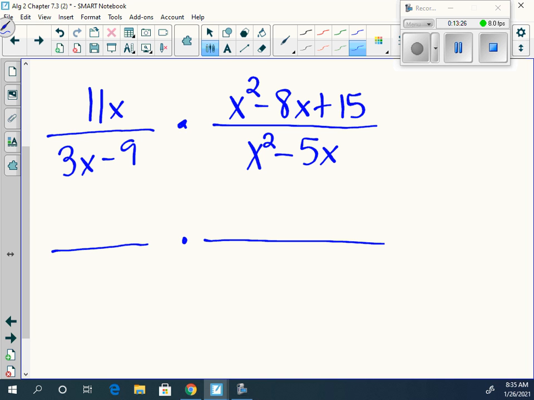Now, 11x, well, that's the same as 7x. Not the exact same, but we can't do anything with it. Because 11x is going to be as simplified as it gets. There's no common factors between any of the terms because, well, there's only one term. So it's as simplified as it gets. So let's look at 3x minus 9. So we can factor 3 out, yes. Which would leave us with?